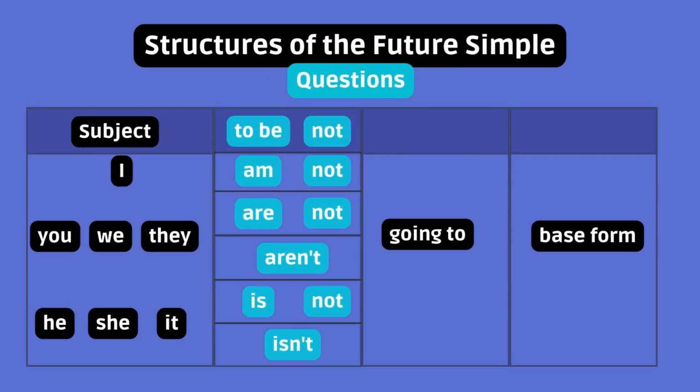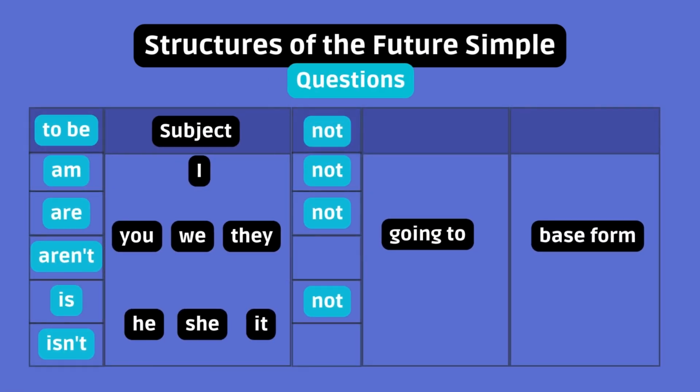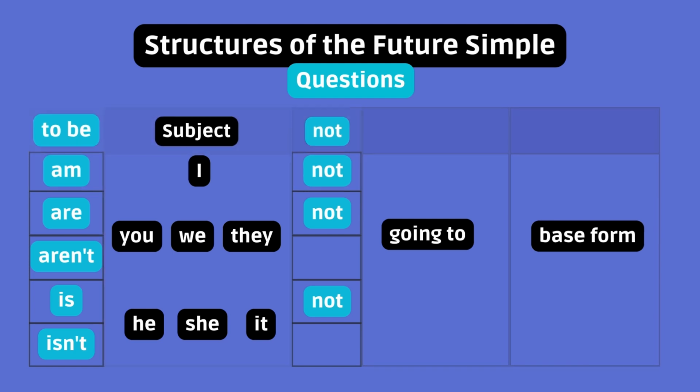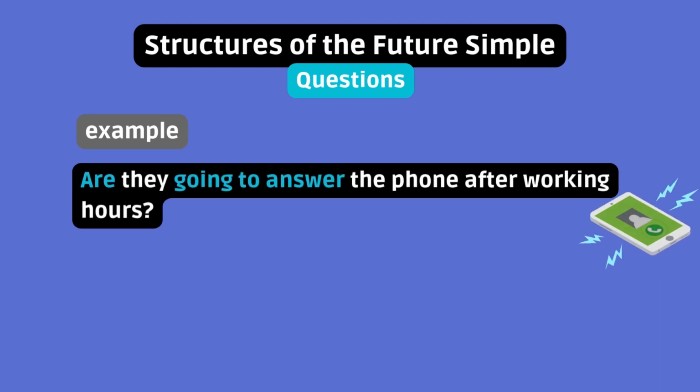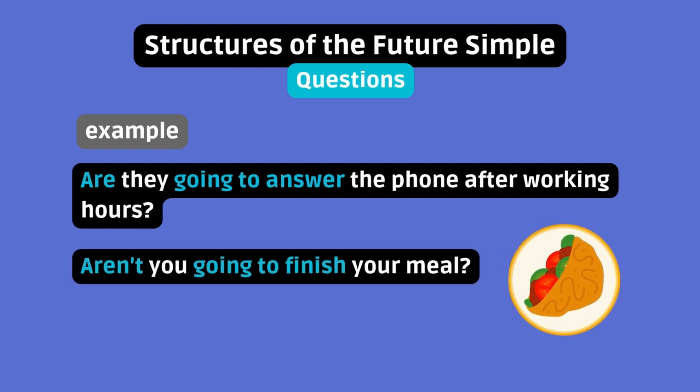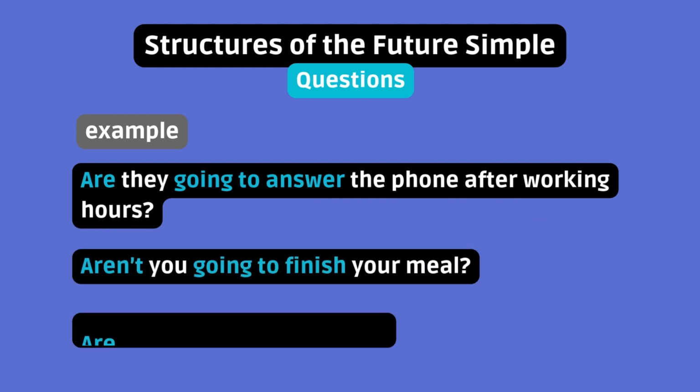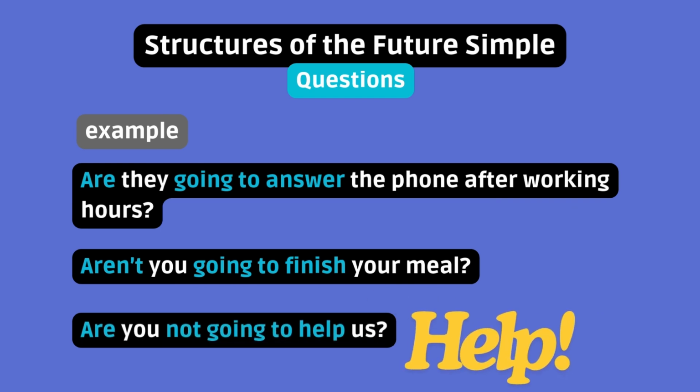For questions, again, the subject and the verb to be must switch places. The negative contraction form is also part of the switch, but not will stay behind if left as a single word. Example: are they going to answer the phone after working hours? Aren't you going to finish your meal? Are you not going to help us?